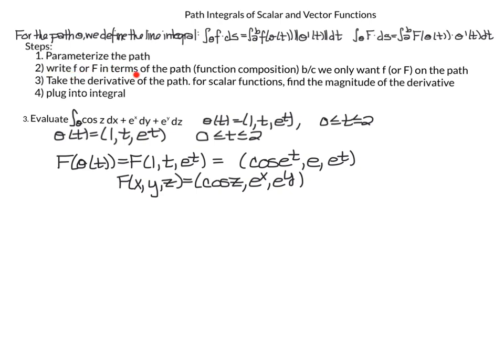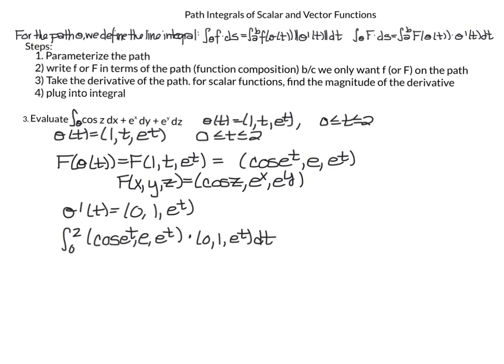Then the next step is to write f in terms of our path, the function composition, so f composed of sigma of t. So I'm going to plug in 1 for x, t for y, and e to the t for z. And then I rewrote my f just because I like looking at it this way. That's cosine of z for the x, e to the x for y, and e to the y for z. So my function composition is cosine of z, and z is e to the t, so that's cosine of e to the t. My next one is e to the x, so that's e to the 1. And then the last term is e to the y, so that will be e to the t.